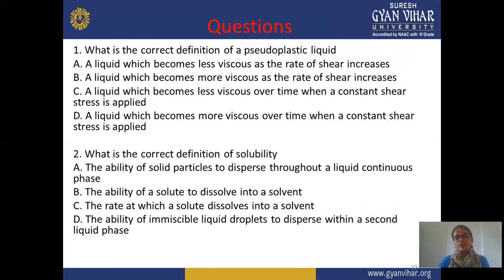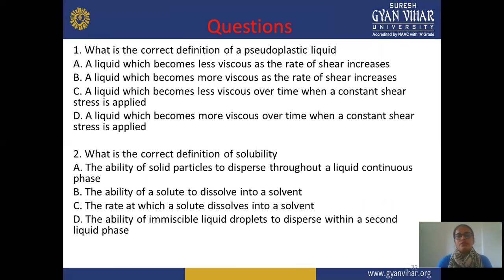Next is the question part. In the question regarding this topic: which is the correct definition of a pseudoplastic liquid? The first option is a liquid which becomes less viscous as the rate of shear increases. The second option is a liquid which becomes more viscous as the rate of shear increases. And the third is a liquid which becomes less viscous over time when constant shear stress is applied.